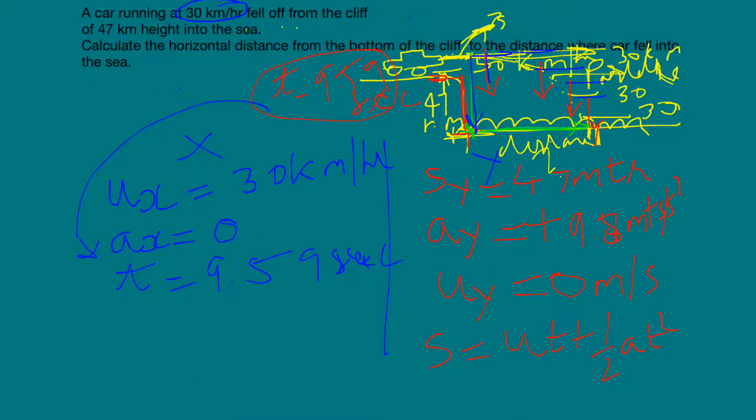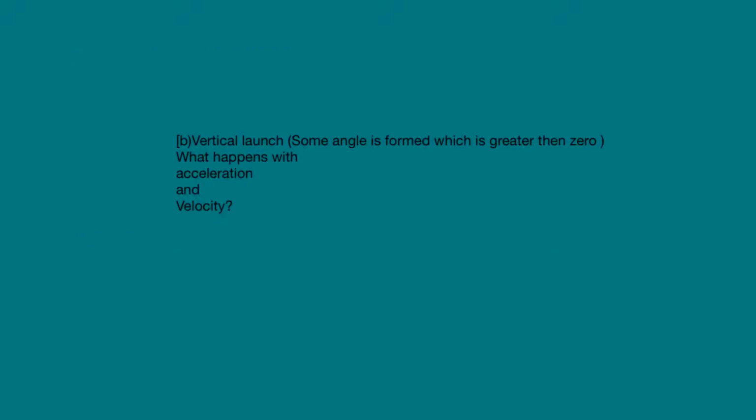So 79.88 meters is the displacement along the x-axis, what we needed to find out. We found sx. So this is what they asked, from here to here, how far the car has fallen from the bottom of the cliff into the sea. So the answer for this is 79.88 meters. We will solve another question related to this horizontal launch.